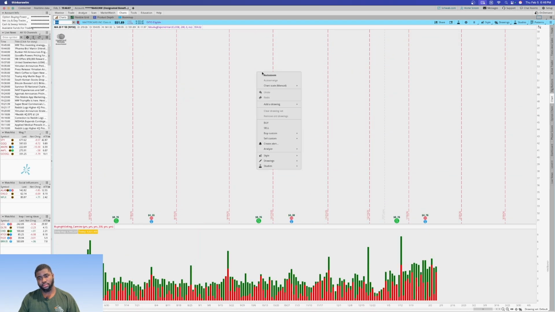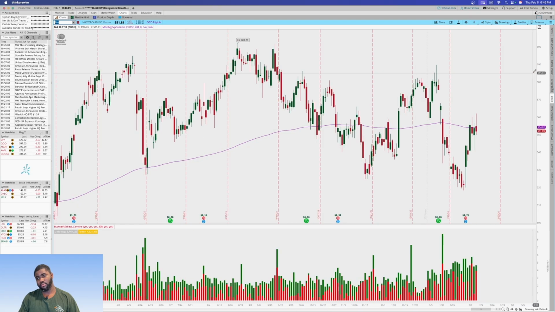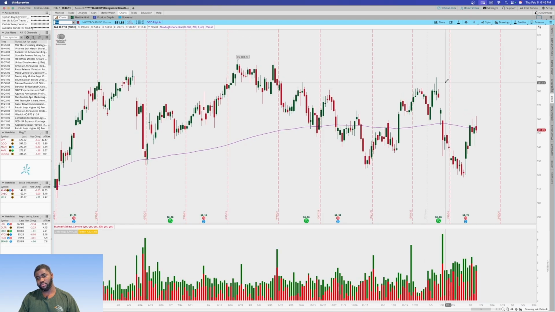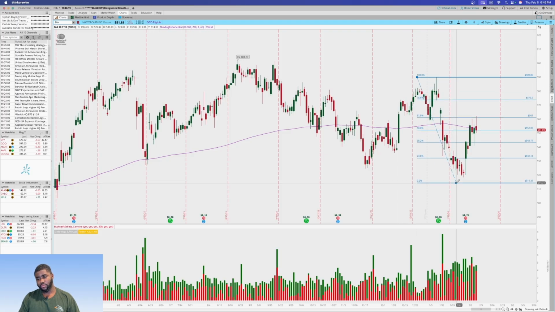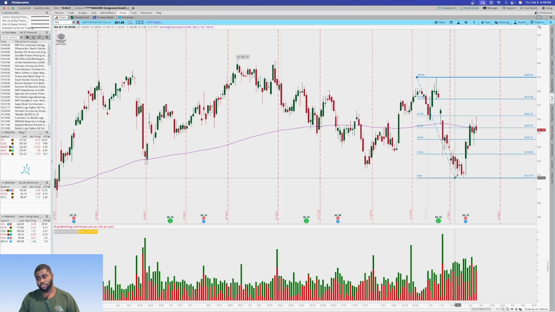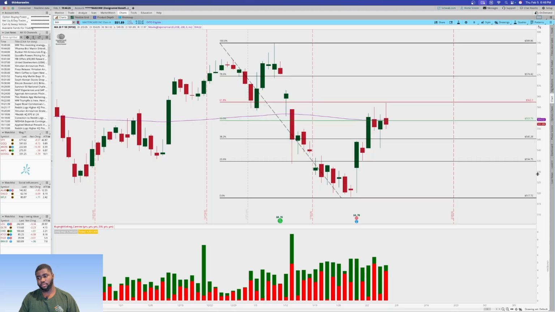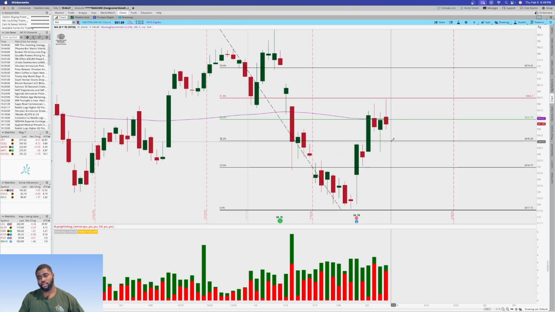MA has been trending down, making a comeback. You take your Fib, you draw from the top to the bottom of the move. You can see it's in the golden zone now. Depending on your strategy or how you trade this, you can take the market short back to this low over here.